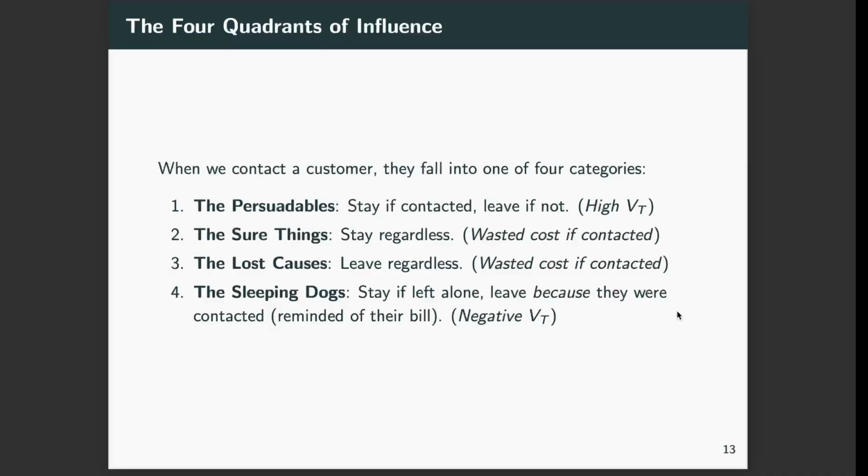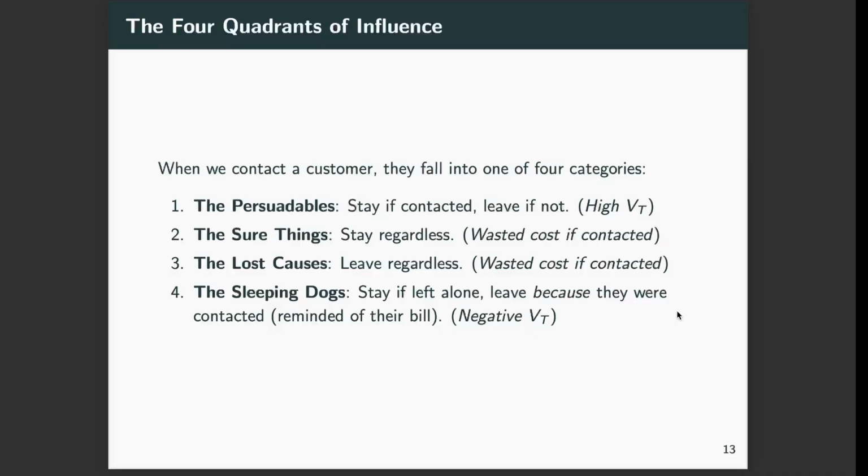The second category is the sure things. These are customers who will stay regardless of whether we contact them or not. They are already committed to staying. If we contact them with a retention offer, we spend the cost of the offer but achieve nothing, because they would have stayed anyway. Their V sub T is negative. We incur the cost of contact with no incremental benefit. Targeting these customers wastes money.